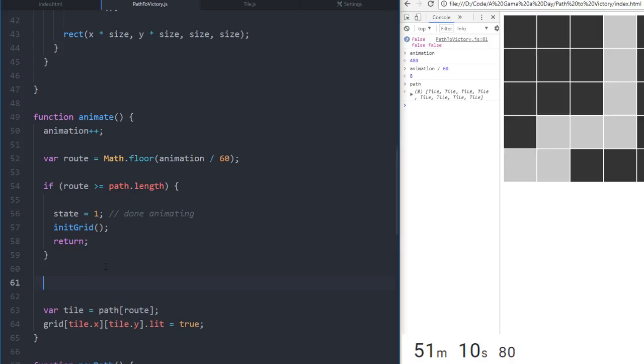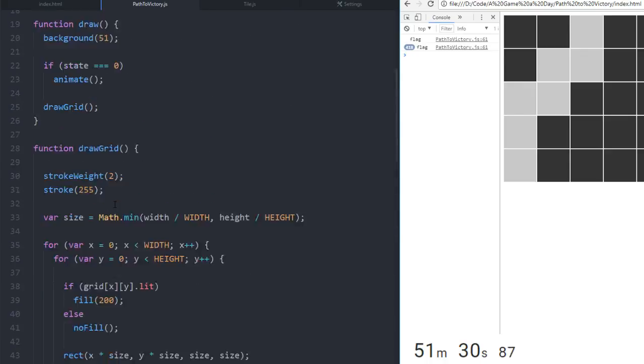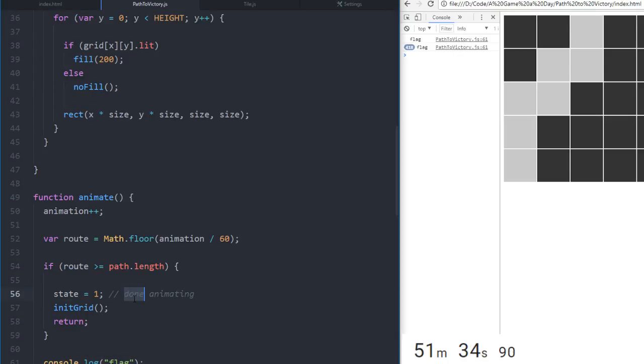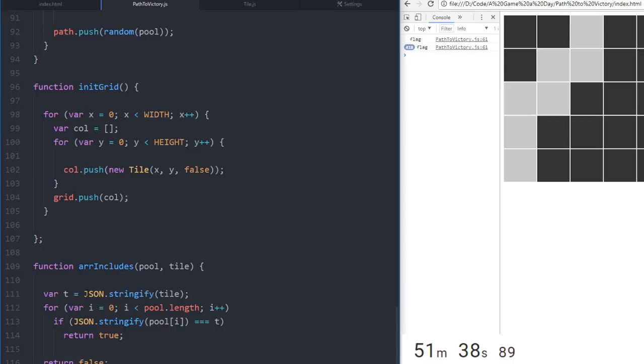Okay, let's do console.log flag. Okay, so it's flagging a whole load. This is good. There. And it stops. That means we're no longer going. That means state is equal to 1, which means it went to init grid.